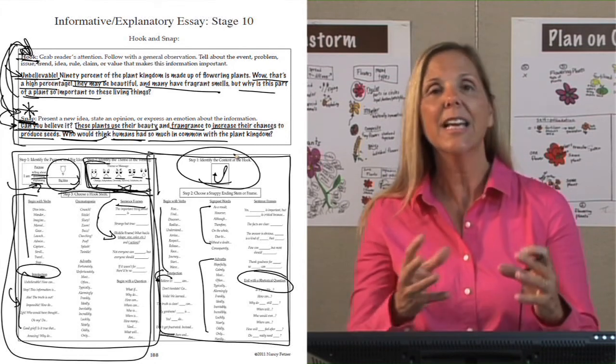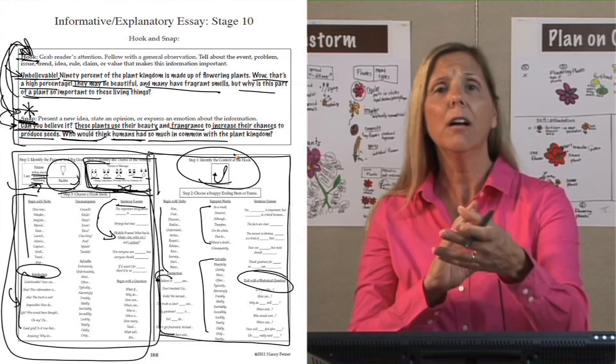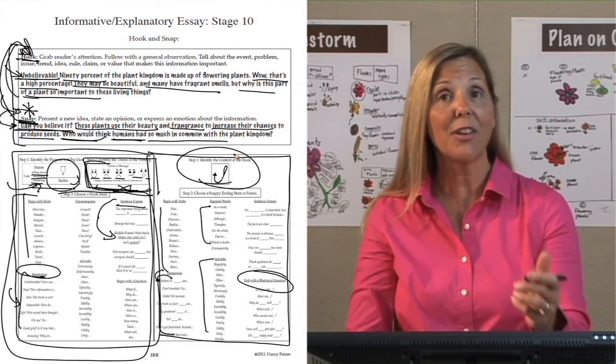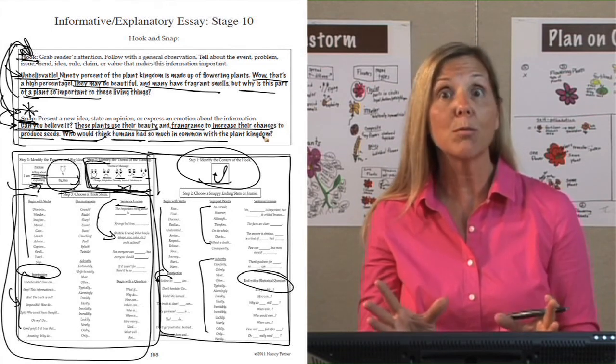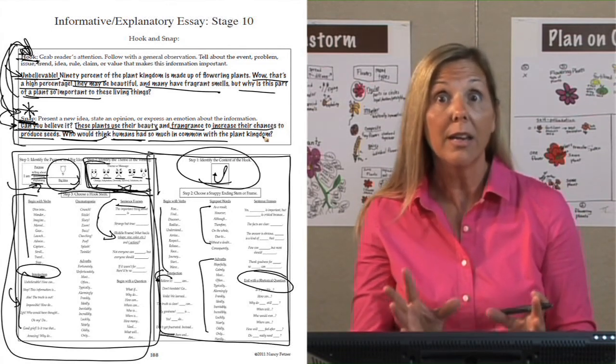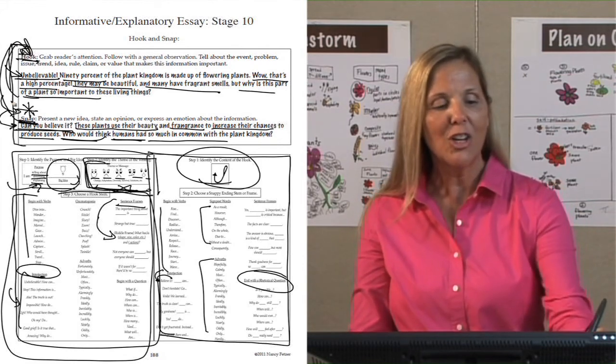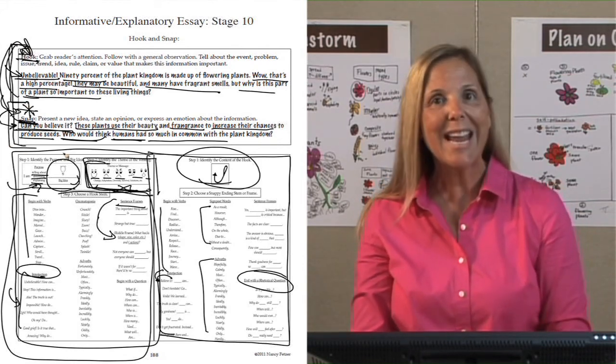And in this case, it was just looking at humans and plants. They have something similar in common with each other. That is that many times looking at beauty and smell is part of reproducing. So we have our hook and we have our snappy ending.